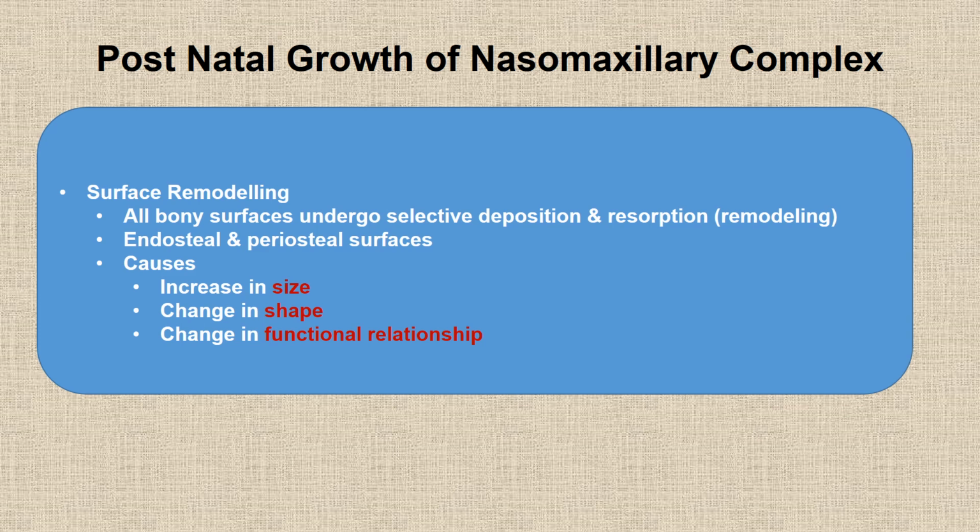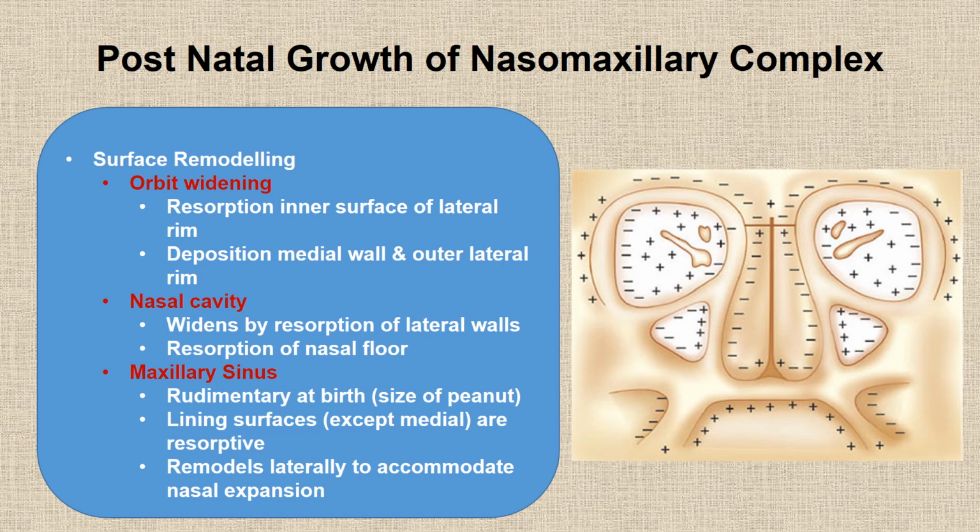Now, surface remodeling. All the bony surfaces of the maxilla undergo selective deposition and resorption, or remodeling. This occurs on both the endosteal and the periosteal surfaces, and this results in an increase in size, change in the shape, and change in functional relationships of the maxillary complex. Okay, now surface remodeling.